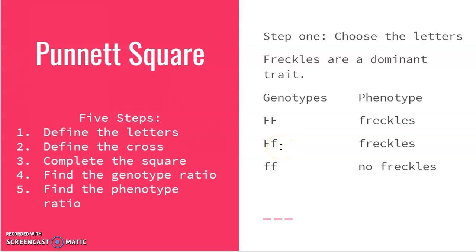In my genotype capital F, little f, they're also going to have freckles because anytime there's a capital F, that dominant trait is going to show. That person's going to have freckles. If we have two little f's, we're not going to see any freckles because we don't have a dominant trait, and the recessive of no freckles is what's going to appear.